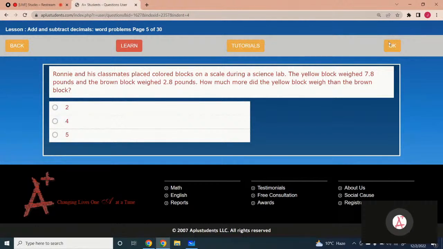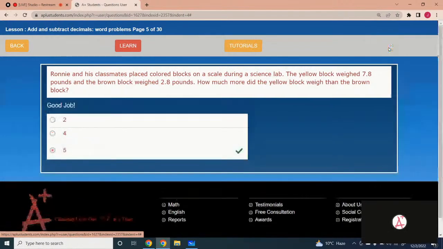Roni and his classmates placed colored boxes on a huge scale during the science lab. The yellow block weighed 7.8 pounds and the brown block weighed 0.8 pounds. So how much more did the yellow block weigh than the brown block? You have to subtract 7.8 minus 0.8, so it would be 7. Got it? Just select the correct option and click on the OK button.